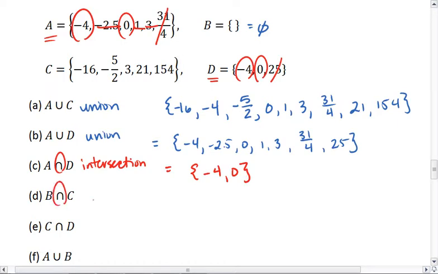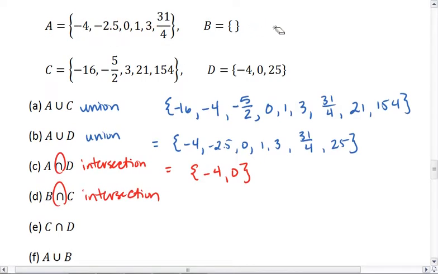All right, in part D, we're looking at an intersection again. This time we're looking at the intersection of B and C. Here's the nice thing, since B is the empty set, it has no elements, which means there's no way that B and C could share an element. So this is automatically the empty set.